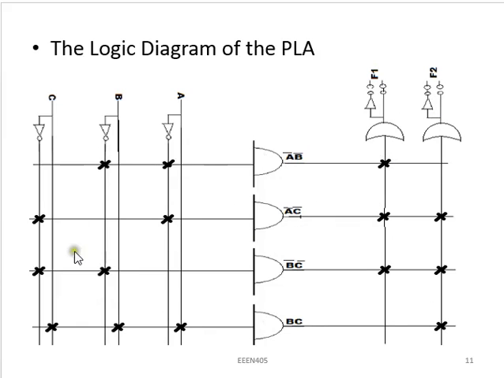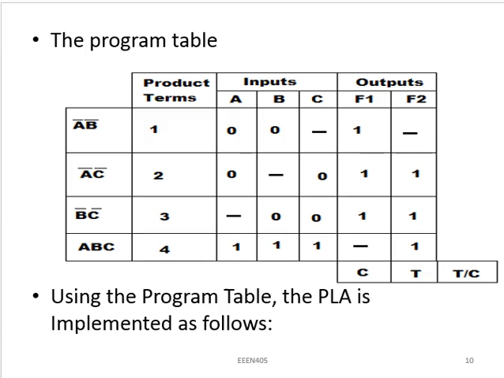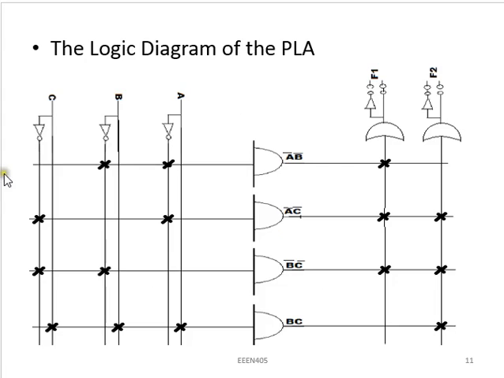Now, going back to my implementation or program table, I have A prime, B prime. So here I have connections for A prime and B prime to represent this. The next one I have A prime, C prime, and the next one I have B prime, C prime. The last one I have A, B, and C, the true values, and here should be ABC, please. Here should be ABC, not BC. There is A missing. Good.